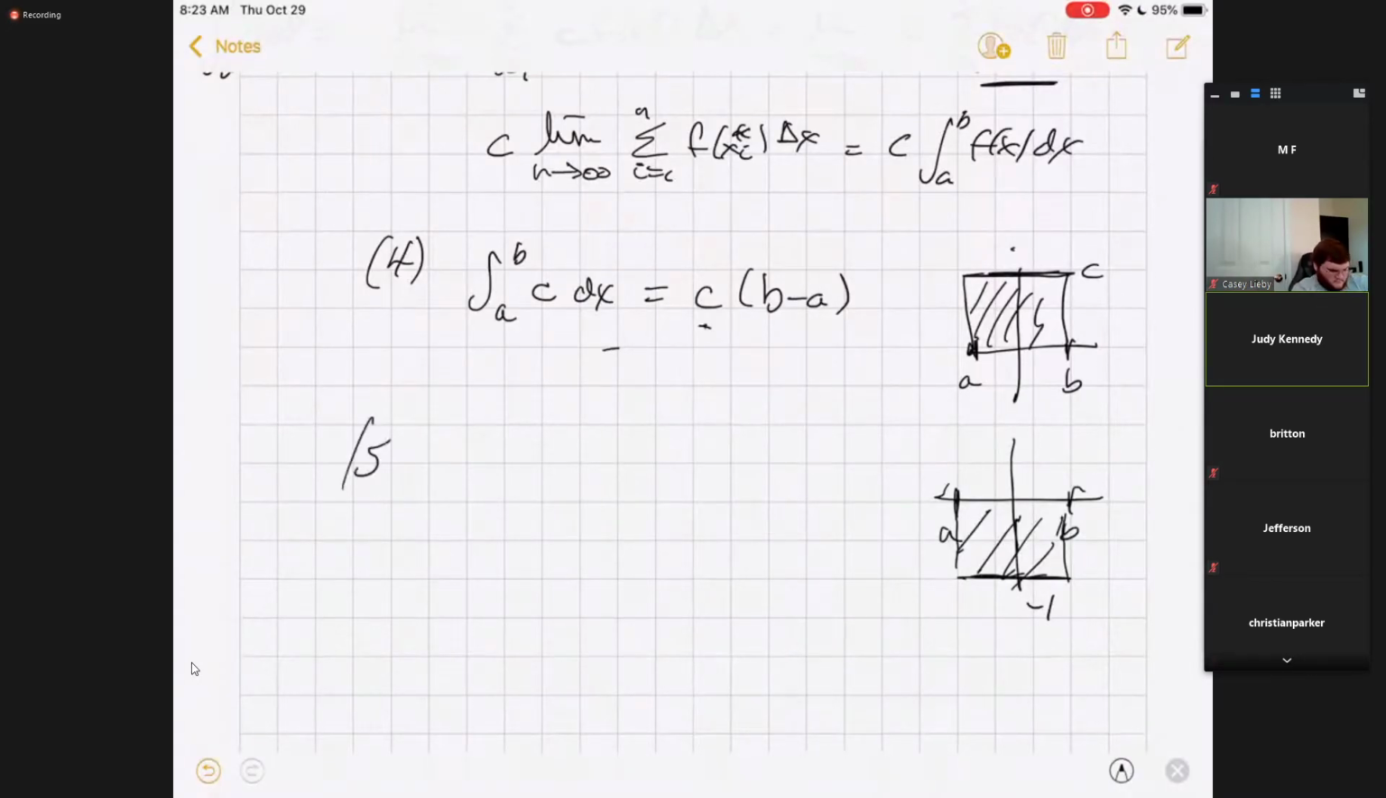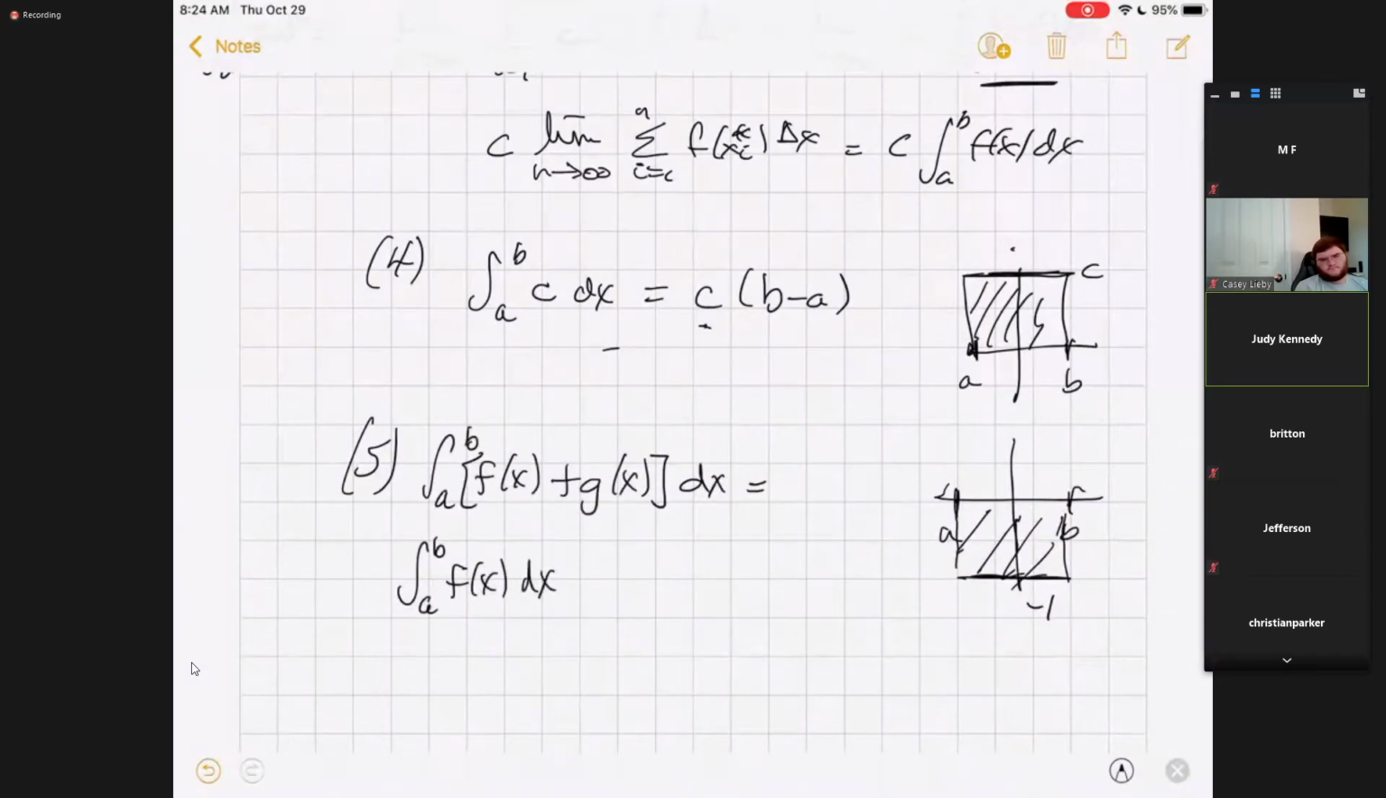Okay, another rule, and again, these all come out of the definition. Definitions are so important if you're a mathematician. You have to know exactly what it is you're talking about. Say exactly what you mean, nothing more, nothing less. But if I have the sum of two functions, I can break it into the sum of the integrals.